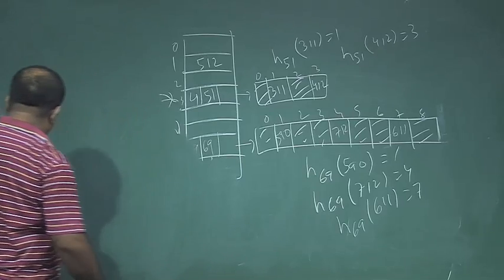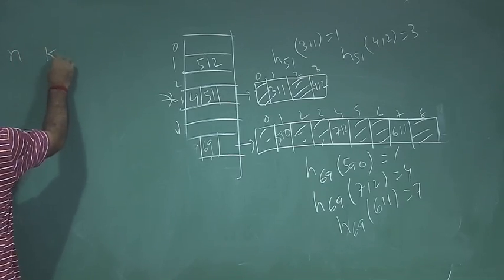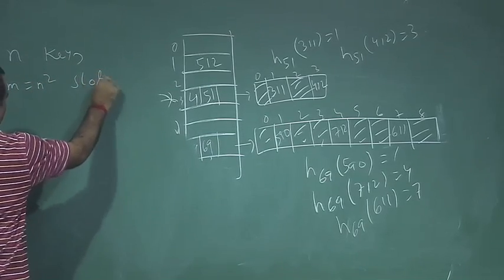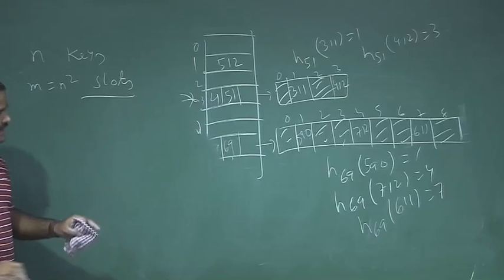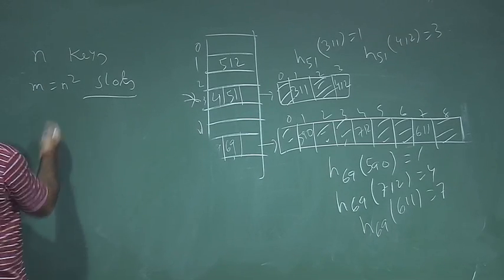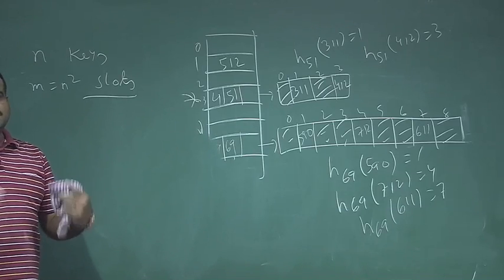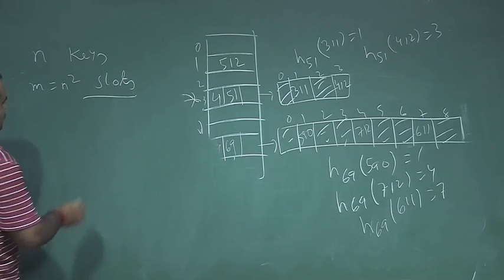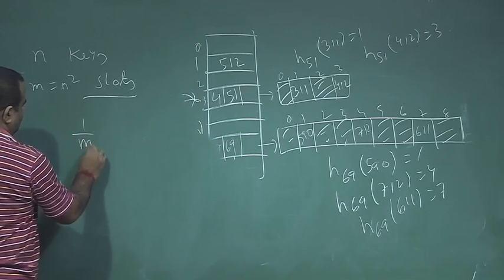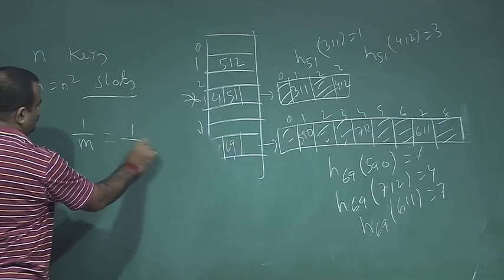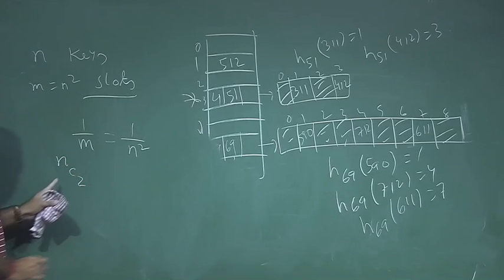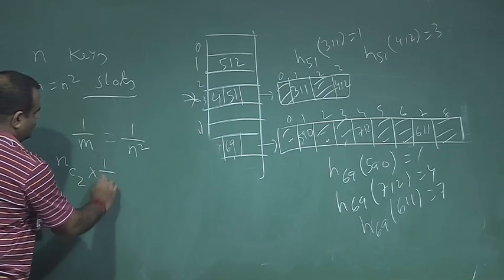Suppose this theorem is telling, suppose there are n keys distributed into n square slots, this is in the second level analysis, then the number of collisions should be less than half, we want to prove. If we take a pair of keys, what is the chance that they will collide? The probability of collision is 1 by m, because we are choosing uniformly. Now, there are n C 2 pairs. So, this is the expected number of collisions.